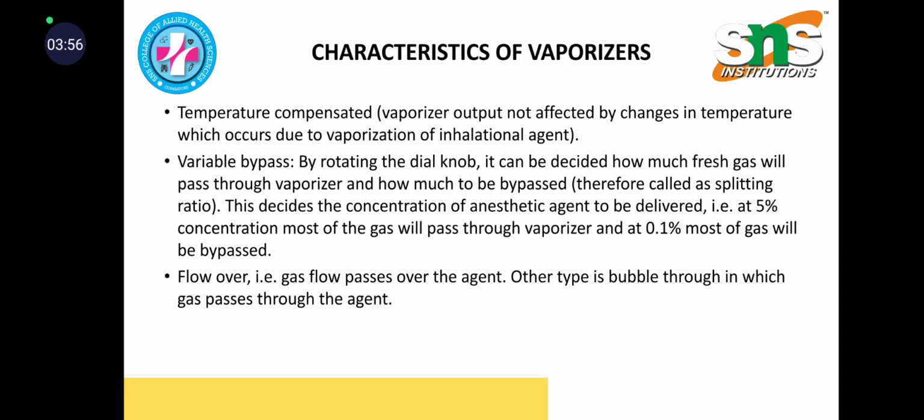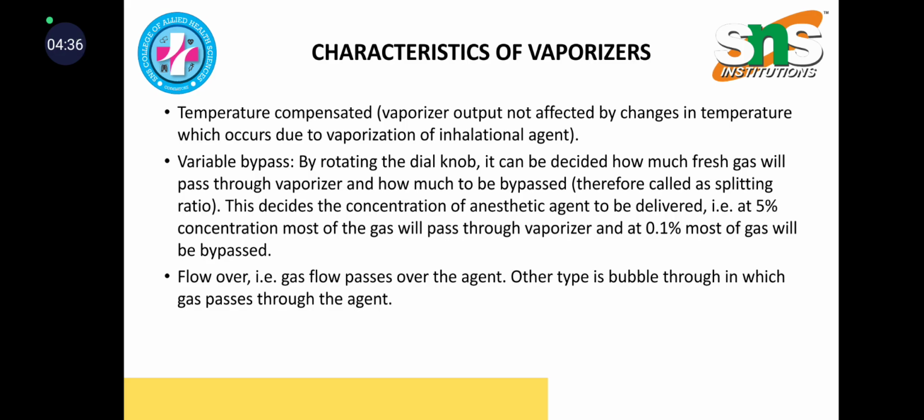Then the characteristics of vaporizers. It is temperature compensated: the vaporizer output is not affected by changes in temperature which occur due to vaporization of inhalational agents. Variable bypass: by rotating the dial knob, it can be decided how much gas will pass through the vaporizer and how much will be bypassed. Therefore, it is called the splitting ratio. This decides the concentration of anesthetic agent to be delivered. That is, at 5% concentration, most of the gas will pass through the vaporizer, and at 0.1%, most of the gas will be bypassed.